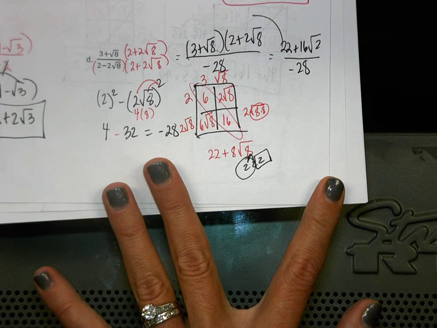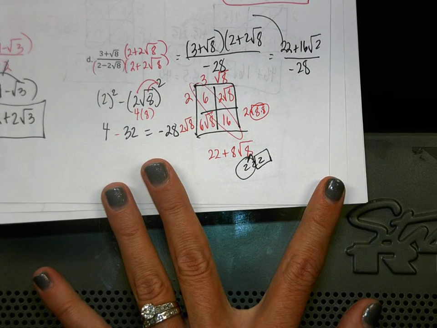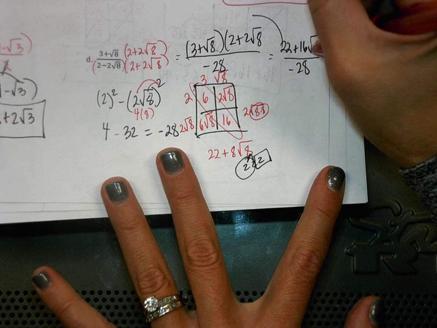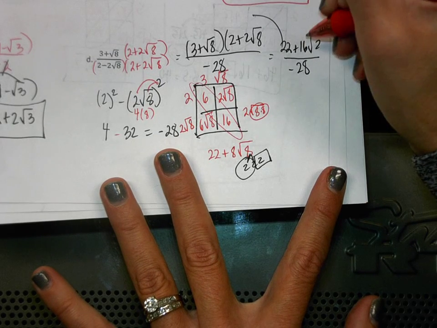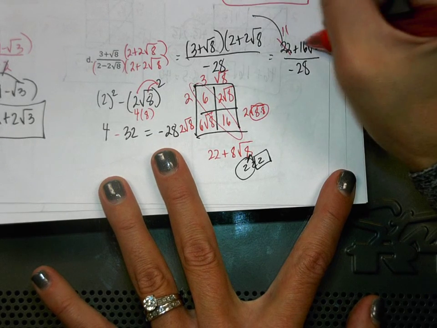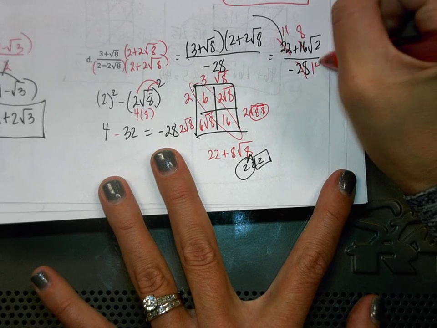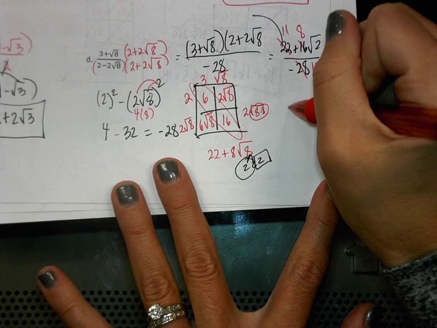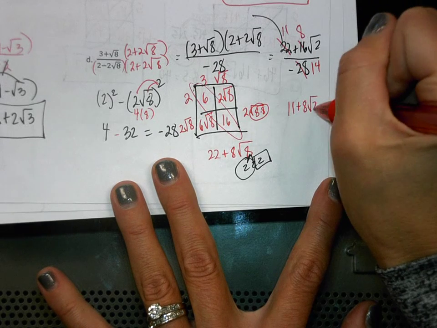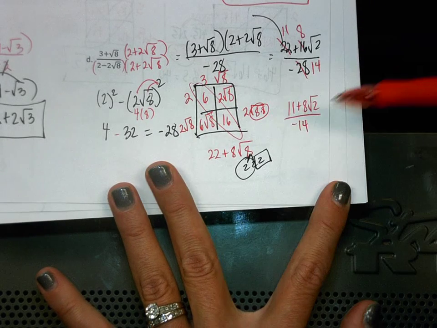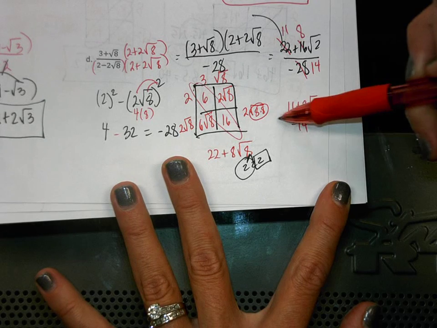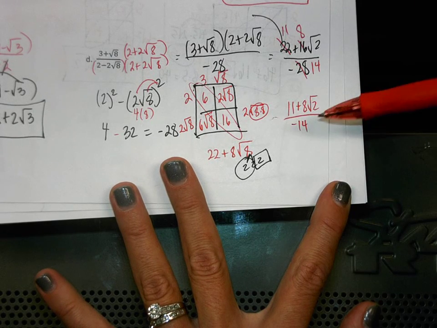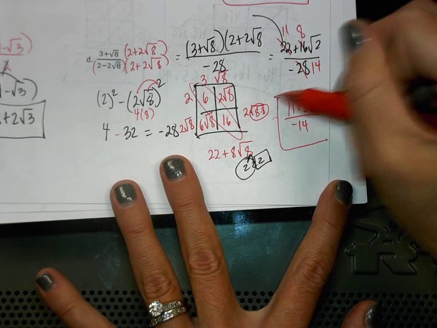Yes, by what? So start by reducing by 2. But all the outside numbers have to reduce in order to do that. So this is 11, this one becomes 8, this one becomes 14. Can I reduce any further? No. So I have 11 plus 8 root 2 over negative 14. And just so you know, this negative can be at the 14, or it could be just out in front of the fraction. Okay, so it just has to be there. And that's your answer.